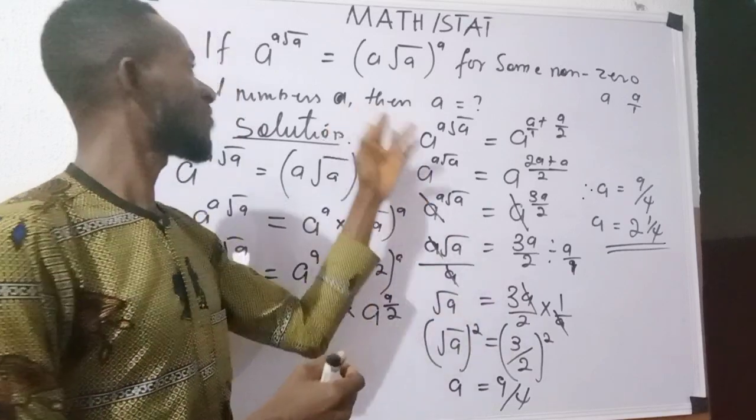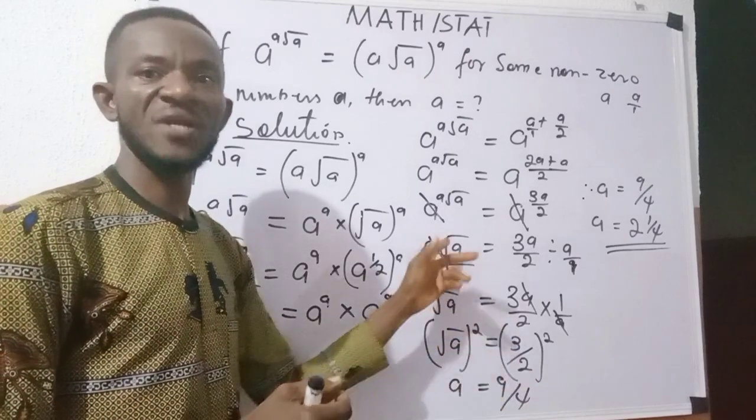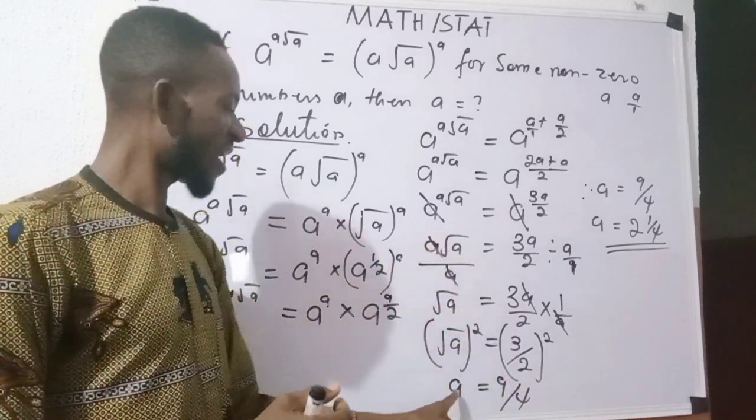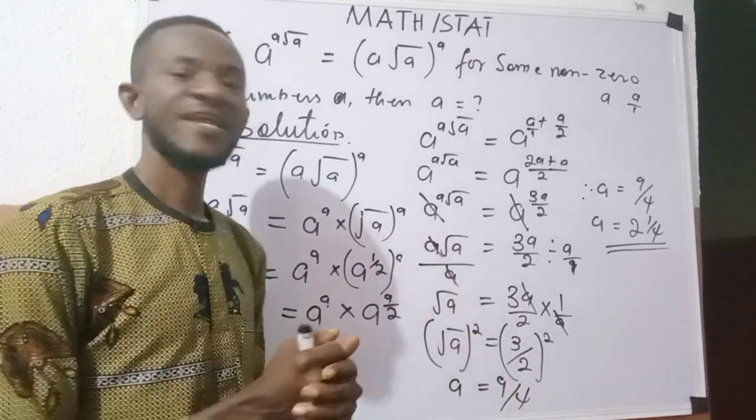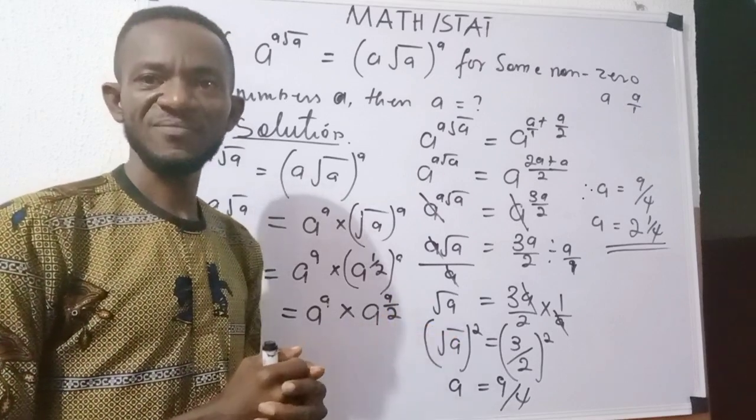Remembering that I was not asked to find the value of root A, but A, I took the square root of both sides. And when I did, of course, I arrived at A is given as 9 over 4. That is how to solve this kind of problem.